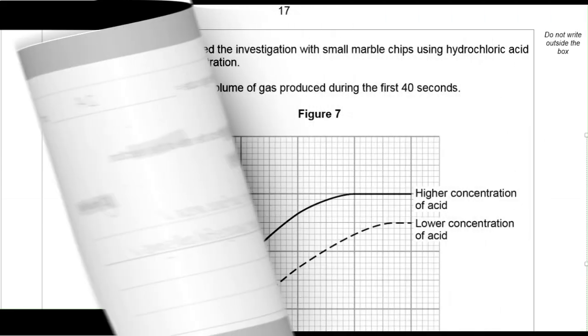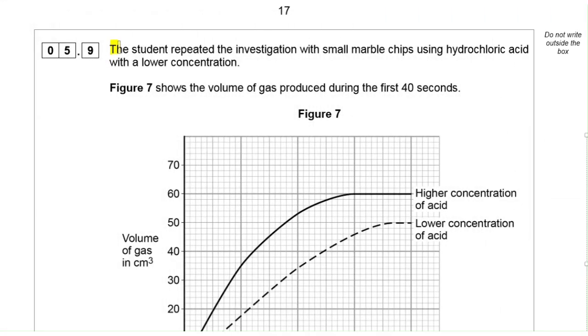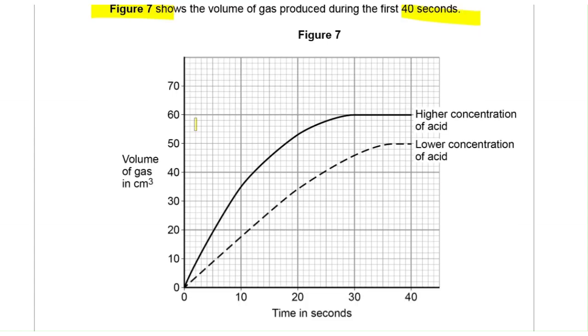Question 5.9. The student repeated the investigation with small marble chips using hydrochloric acid of a lower concentration. Figure 7 shows the volume of gas produced during the first 40 seconds. So again, you may well have done this as a required practical. You've got a graph with the volume of gas and the time. The thick line is the higher concentration, the dashed line is lower.